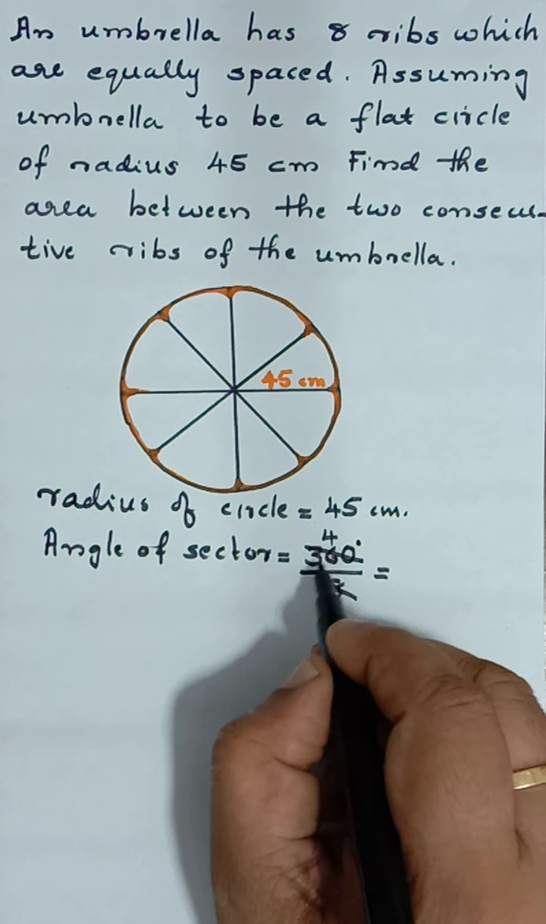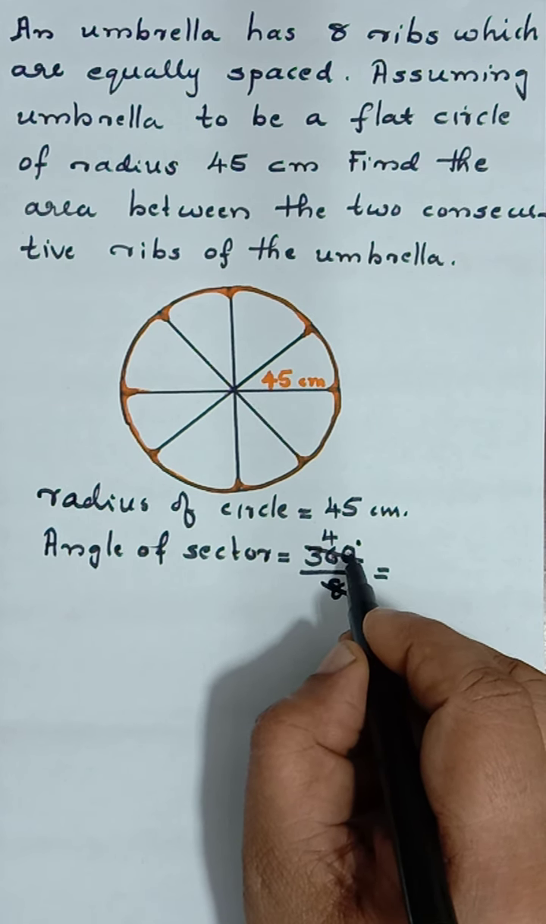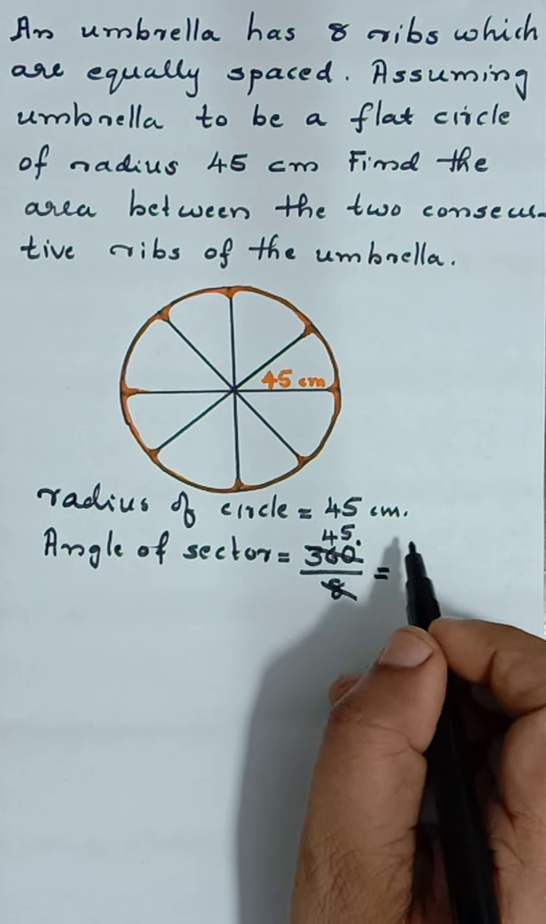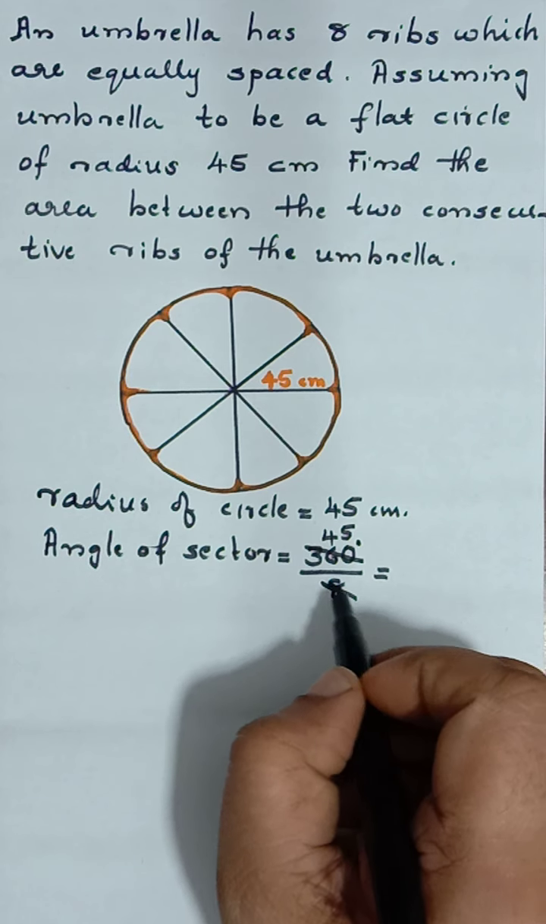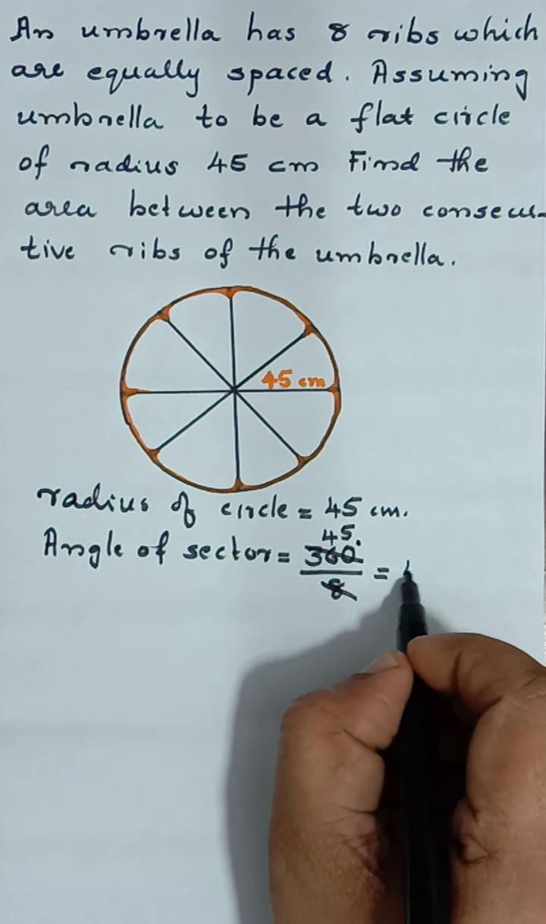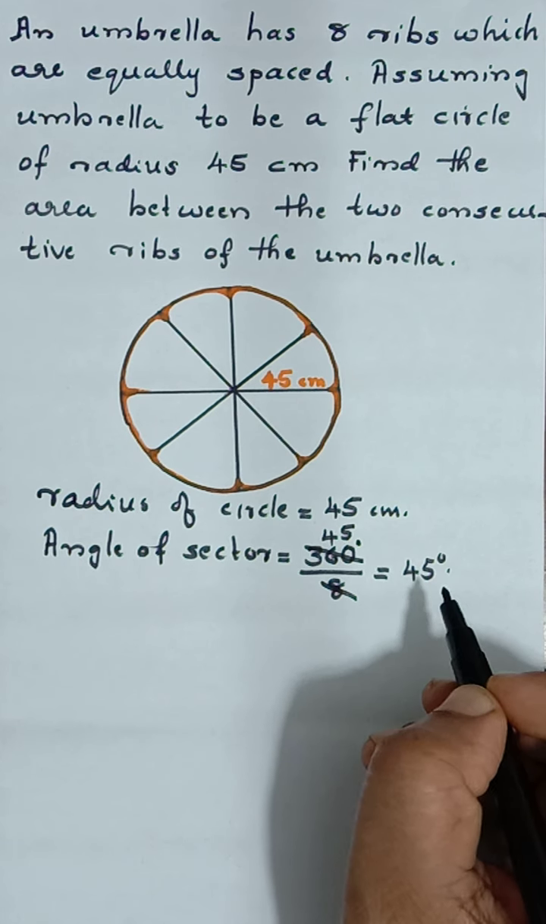8 4s are 32, then 30 comes. So 5 times, 8 4s are 32, then 40 comes, 8 5s are 40. So it is 45 degree.